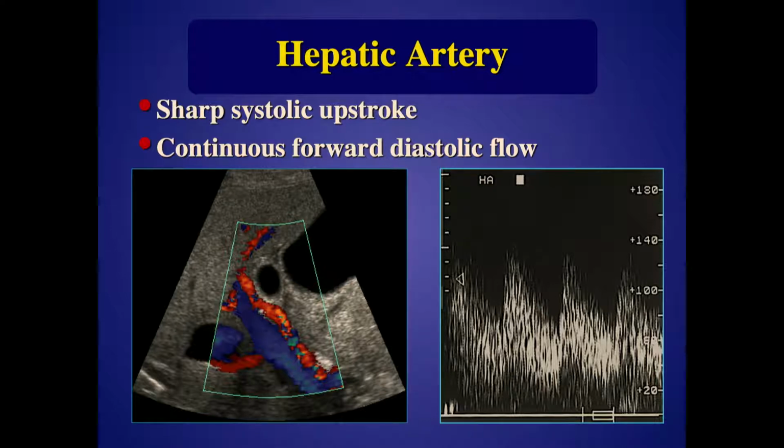And we'll talk about this a little bit more later this morning when we talk about evaluation of the renal and mesenteric arteries. When you have that low resistance organ that demands continuous forward blood flow, like the brain, the kidney, or the liver, you have a rapid systolic upstroke and lots of continuous forward flow throughout diastole. So we'd expect to see that very low resistance flow pattern.